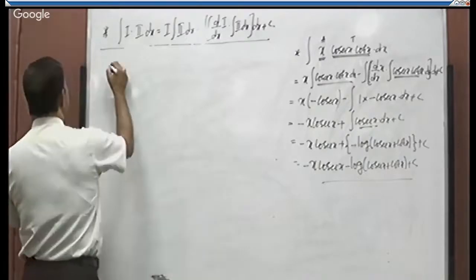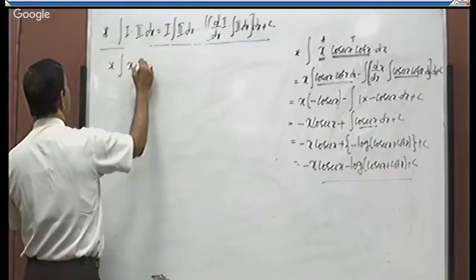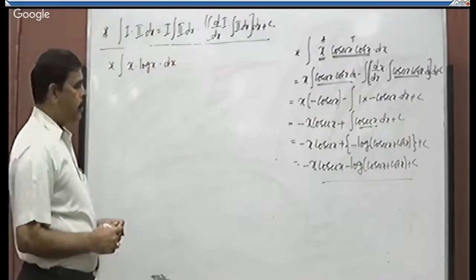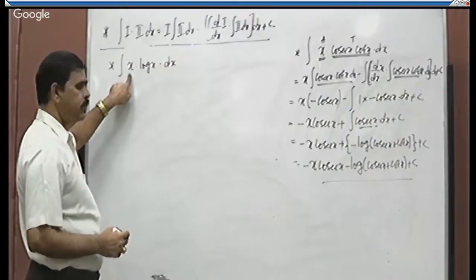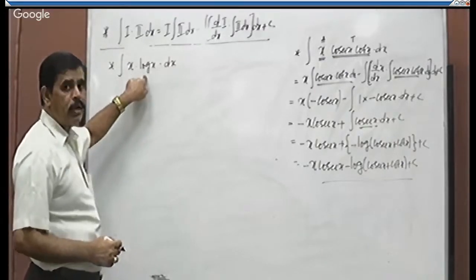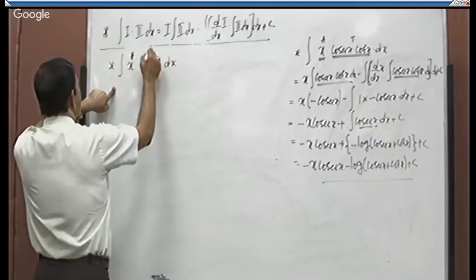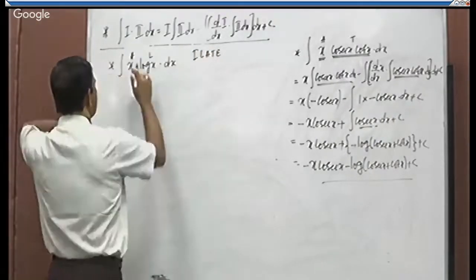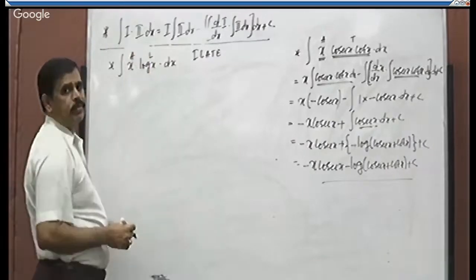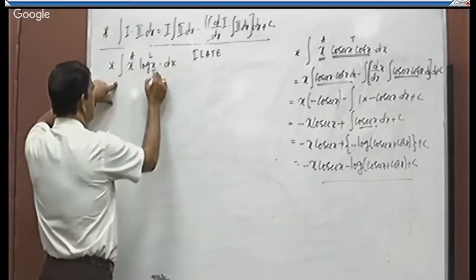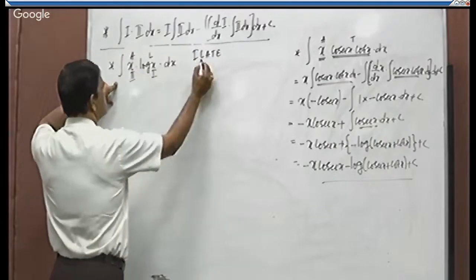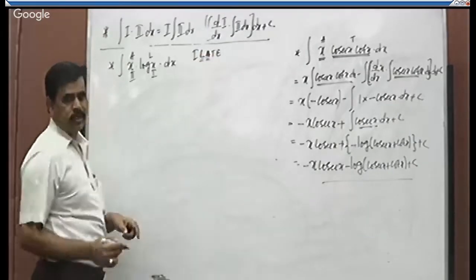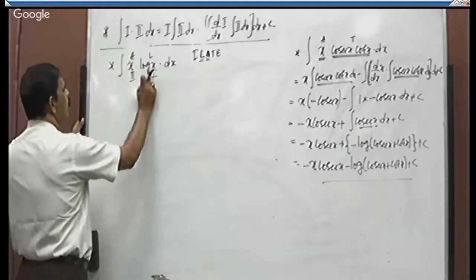Okay. Say this, integration of x into log x. Observe the functions. X is an algebraic term, correct? Log x is a logarithmic term. Algebraic, logarithmic. According to the word, which comes first? A or L? Algebraic comes first, sorry, logarithmic comes first, then algebraic. So algebraic is second, logarithmic is first.